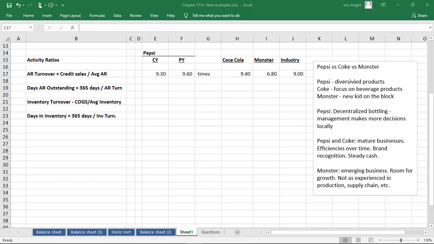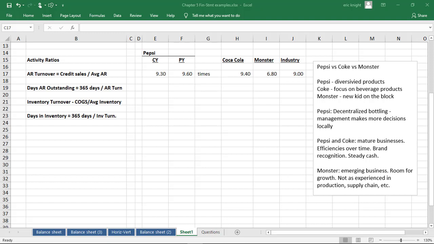And we see the less experienced Monster definitely is missing the mark. They're at 6.8 times on their receivables. And the industry average is about 9 times. So just like we were saying earlier, the more times we turn over the receivables, the better. Companies like Pepsi and Coke have had time to learn to be efficient with receivables, and a company like Monster, being the new kid on the block, they need to learn a few things.